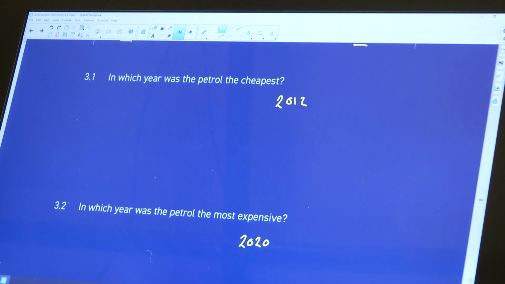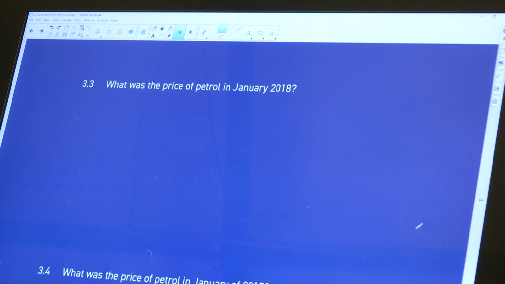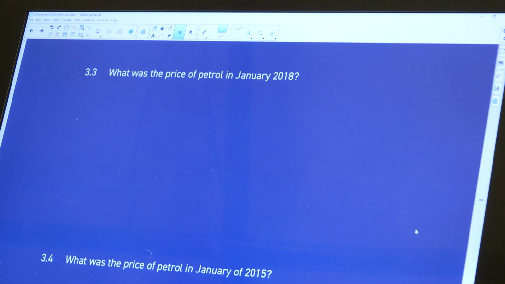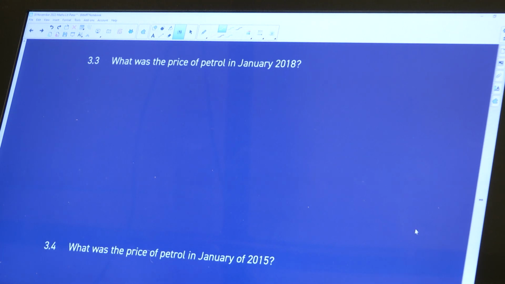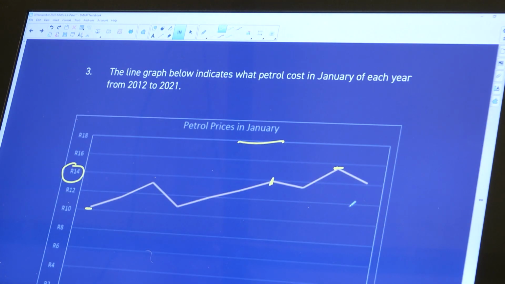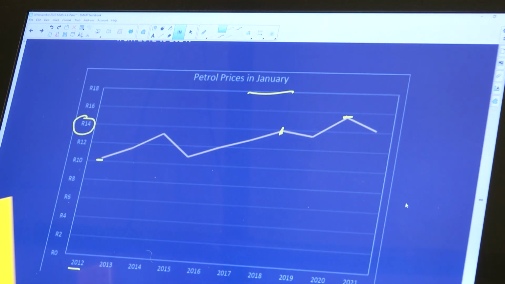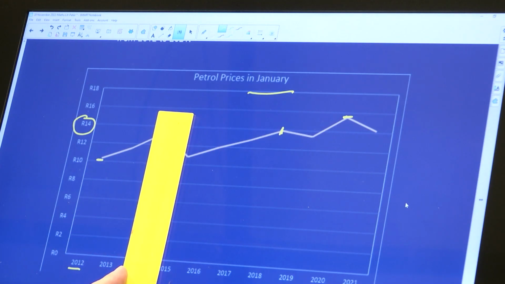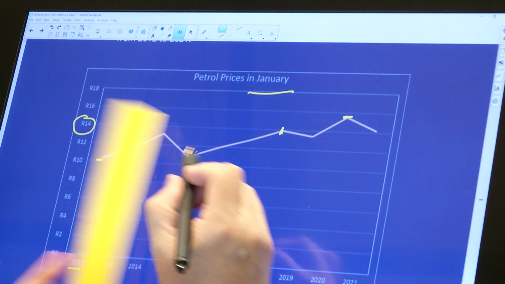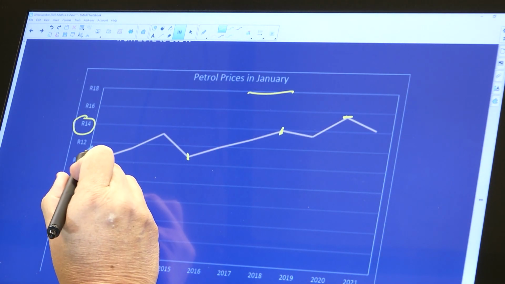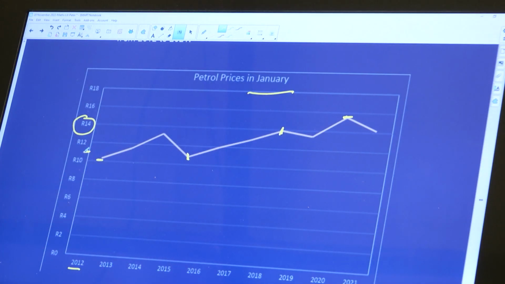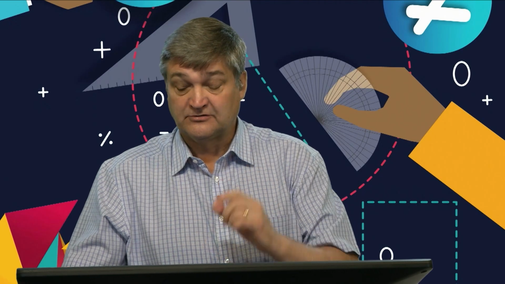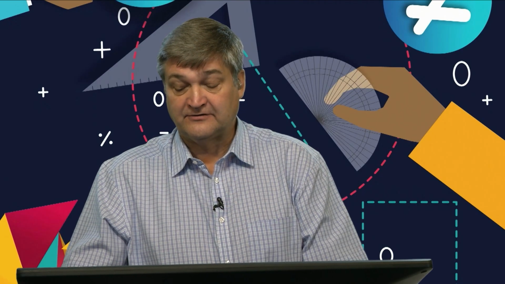Okay, our next question asks us this: what was the price of petrol in January of 2015? So in 2015, we go up and we use our ruler. There it is over there. That's the point, and that point goes across to about over here. So it was round about 11 Rand. Why? Because it's between the 10 and the 12, and when it's between the 10 and the 12, you know it's going to have to be 11 Rand.